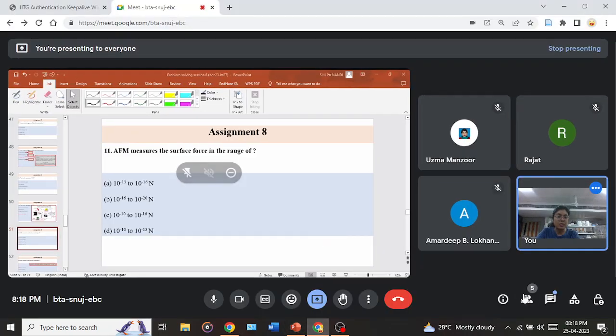Again, similar questions related to AFM. AFM measures the surface force in the range of A, 10 to the power minus 13 to 10 to the power minus 16 Newton, B, 10 to the power minus 16 to 10 to the power minus 20 Newton, C, 10 to the power minus 10 to 10 to the power minus 16, and D, 10 to the power minus 10 to 10 to the power minus 13 Newton.